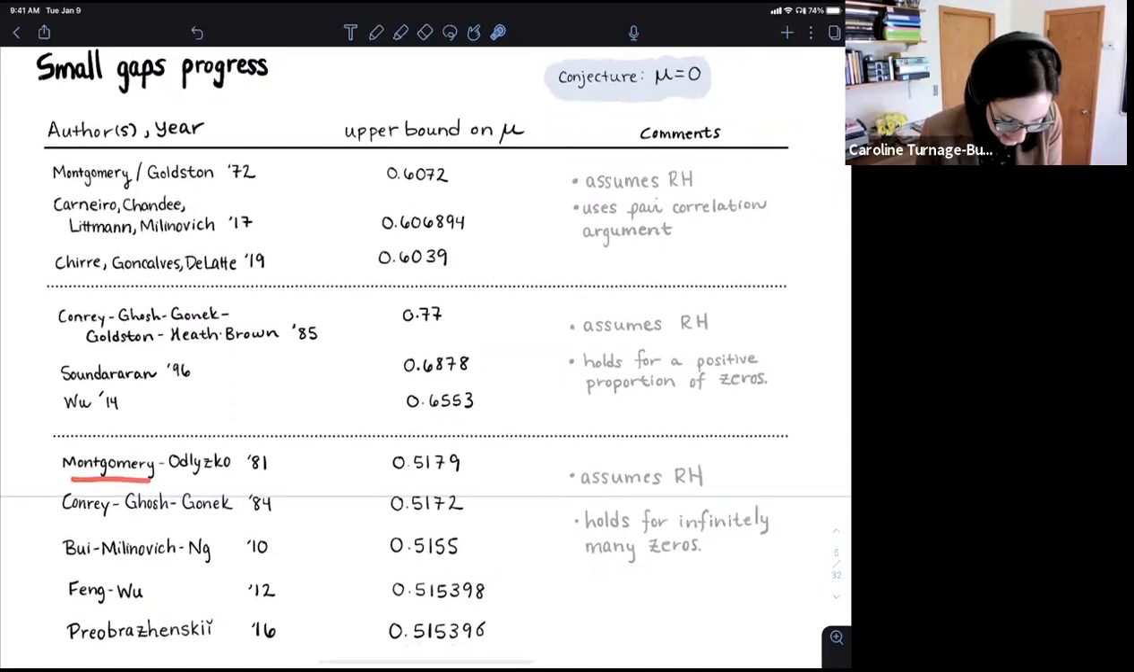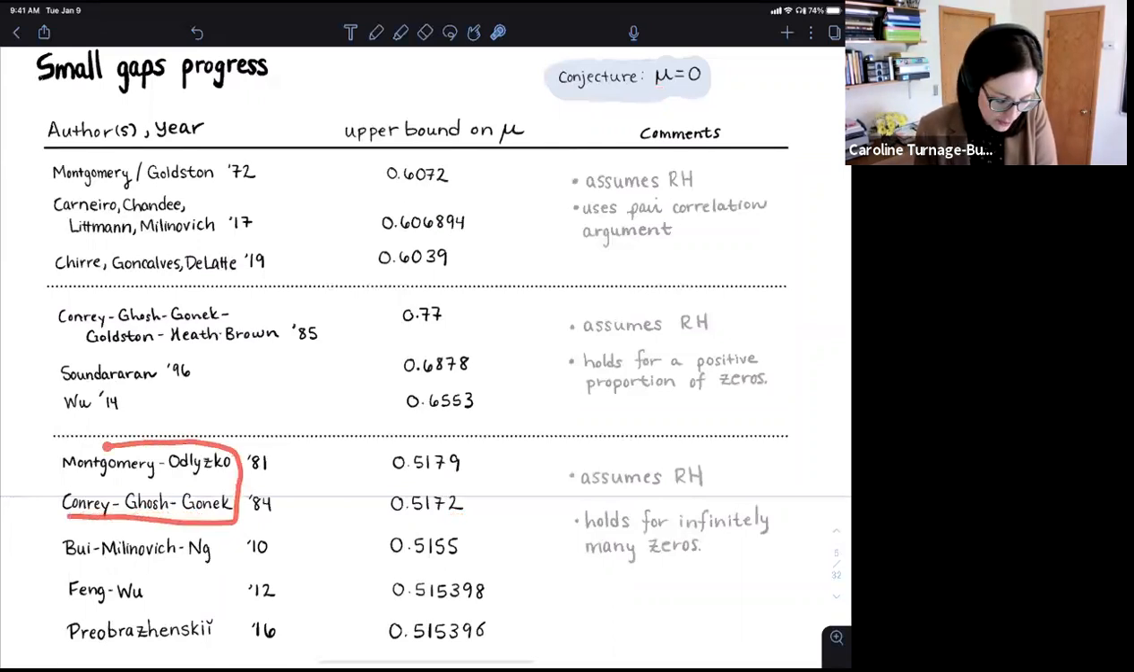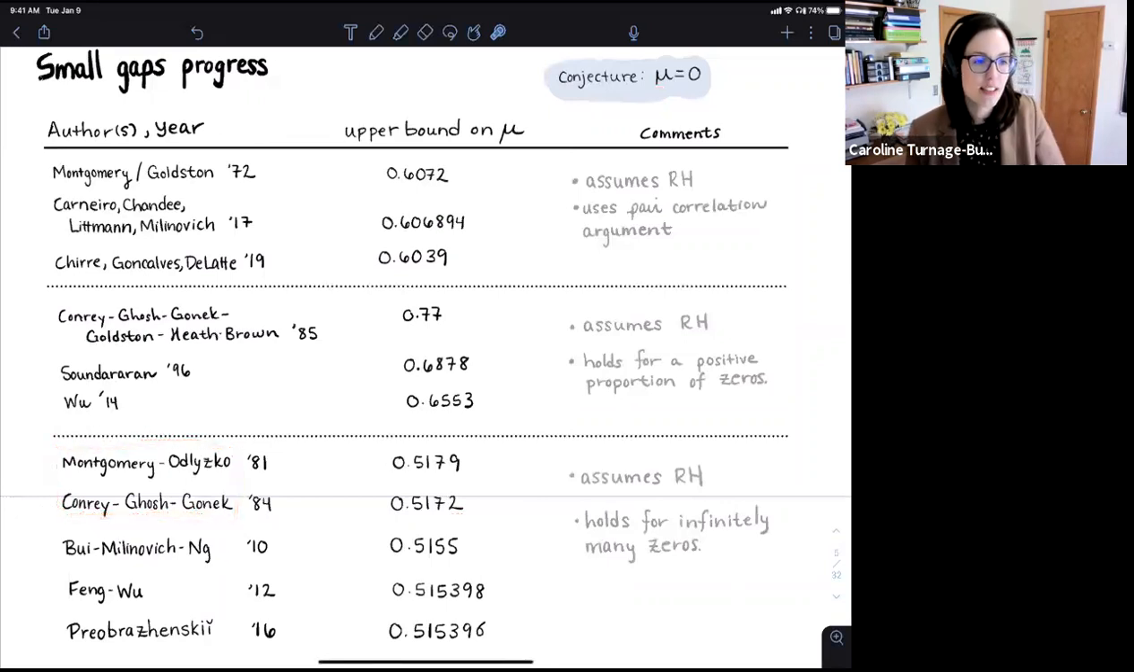So Montgomery in '81 developed this method with the log γ_n, and we're able to reduce the upper bound on mu to 0.5179. And then a couple of years later, Turnage-Butterbaugh gave a much more simplified version of Montgomery and log γ_n's method and won by a little bit. The two methods are equivalent, but the Turnage-Butterbaugh method is significantly simpler.